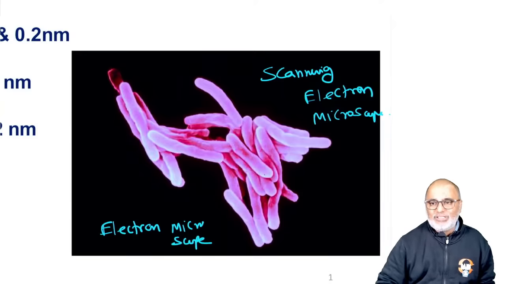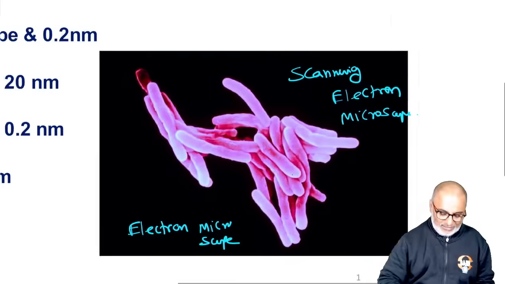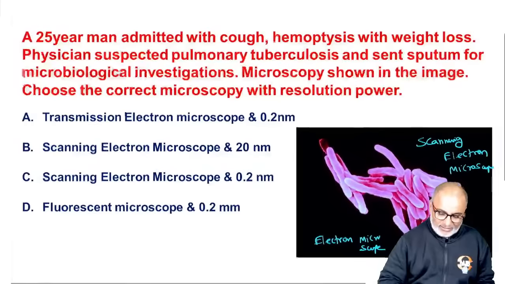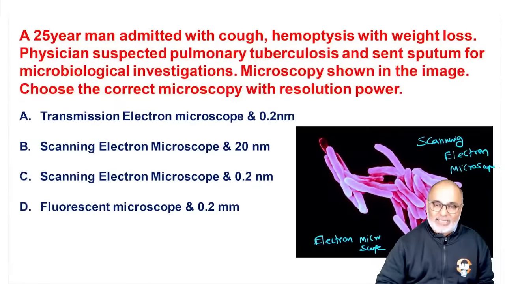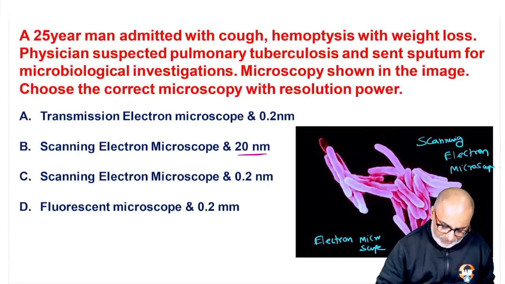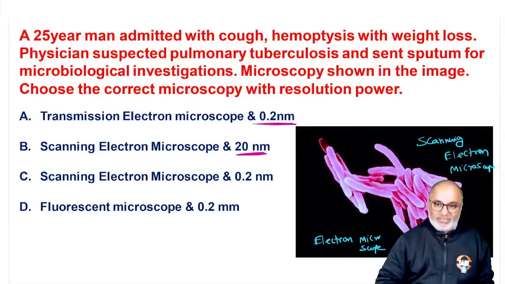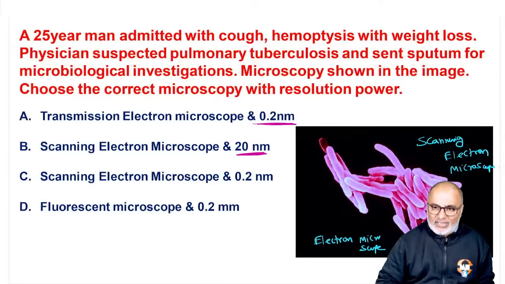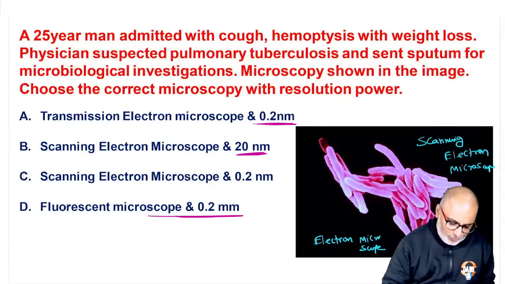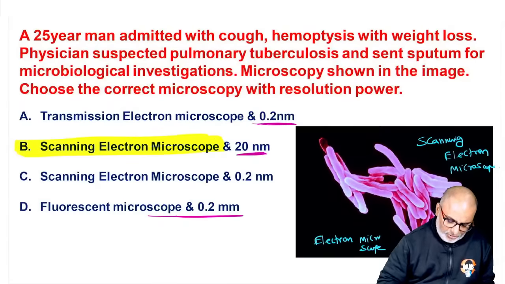Second point, what is the resolution power of the scanning electron microscope? You need to recollect. Among the choices, the resolution power of the scanning electron microscope is 20 nanometer. Transmission electron microscope is 0.2 nanometer. Any fluorescent or ordinary light microscope, phase contrast microscope, dark field microscope, all are 0.2 micrometer. So first you choose scanning electron microscope, the correct answer, with 20 nanometer.